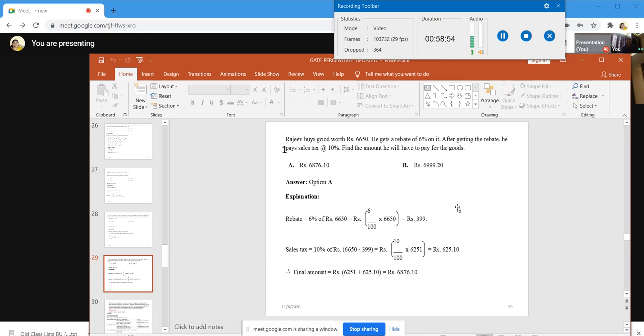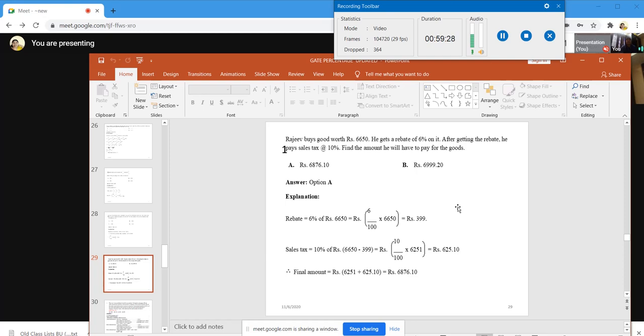Listen here, Raju buys goods worth 6,650. He bought something and he got a rebate of about 6%. So first, from the given amount, the goods worth amount, we have to subtract the 6%. We have to find out what is 6% and subtract it. After getting the rebate, he has to pay the sales tax. The sales tax is only on the amount which excludes the rebate. You should understand. Find the amount he will have to pay.